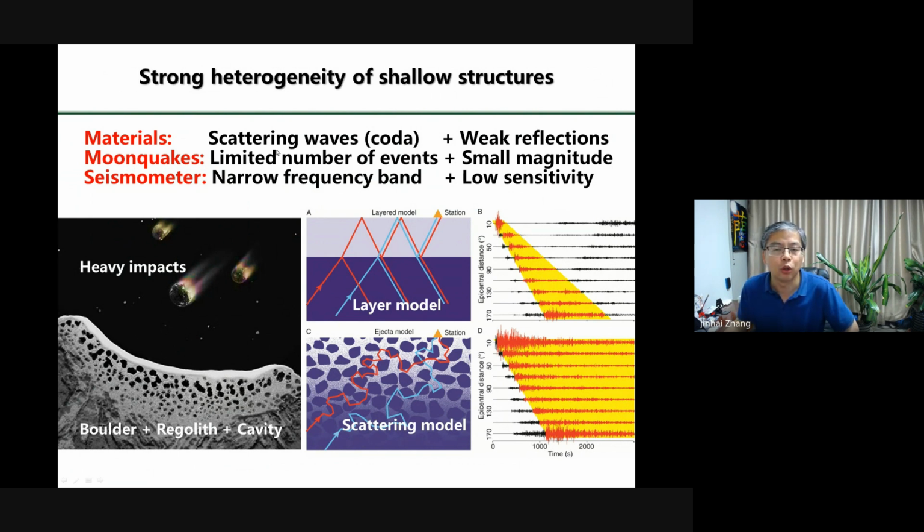So how to deal with the scattering waves, or coda waves, is very important for the detection of seismicity and for the interior spherical structure of the moon. Of course, we have limitations due to the seismometer, the narrow frequency band, and the low sensitivity. And also we have a limited number of events with small magnitude.